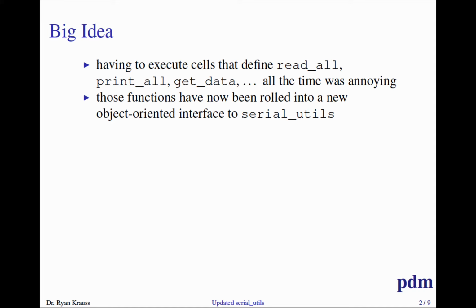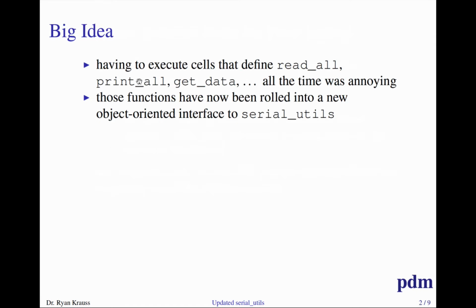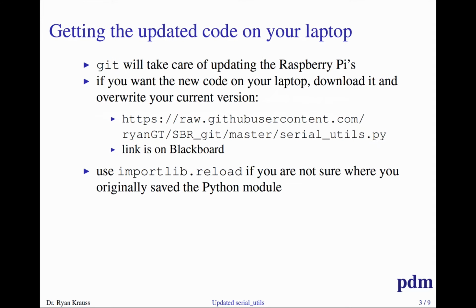So I just didn't want to have to do that, and was also borrowing a suggestion from one of the students that it'd be cleaner if all of those things were somehow wrapped into serial utils. So what I did was create a new version that is object-oriented, that has read all, print all, get data, write int, write byte, write char, write float, all folded into this that I'll show you. The code is already on your Raspberry Pis.